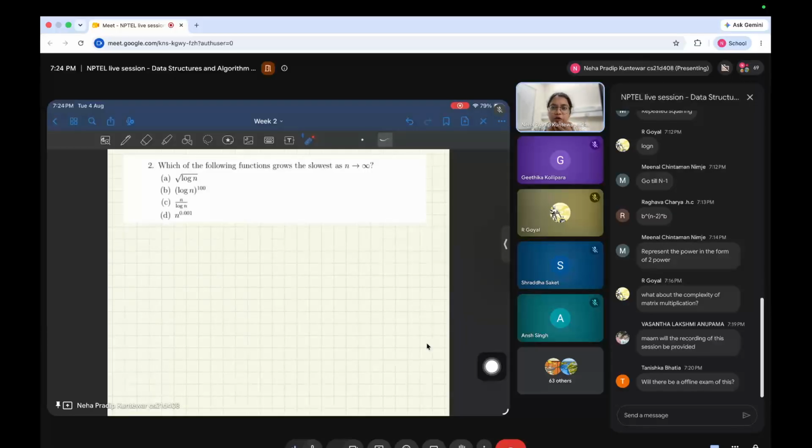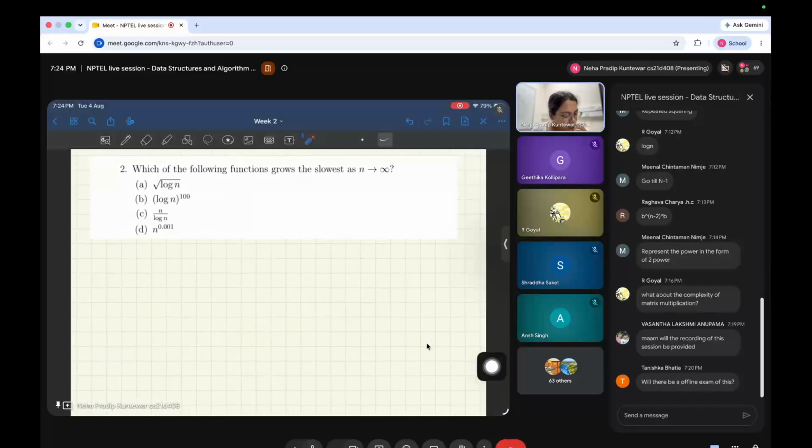Okay, so we will move on to some questions on asymptotics, because that was a major focus in the week 2 content. You're given 4 functions, and order them in ascending order, the increasing order of complexity or growth.